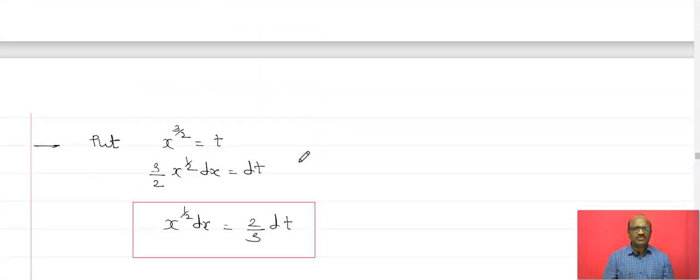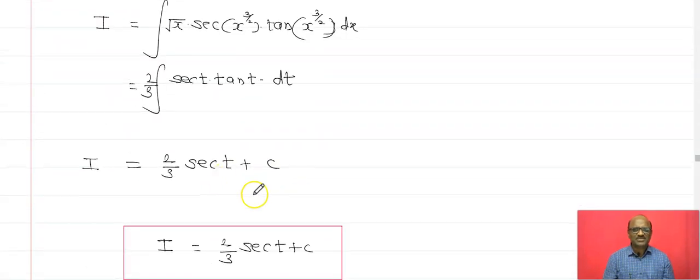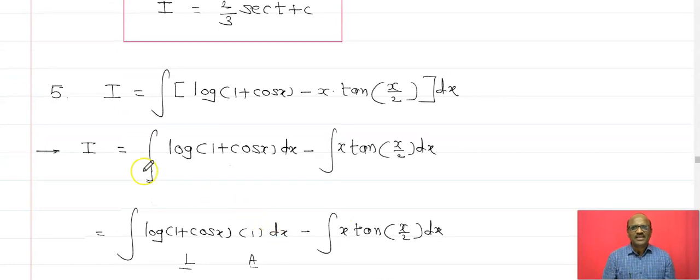Here we'll replace the value of t. But what is the value of t? t is x raised to 3 by 2. You can substitute that value. The next problem number 5, integral of log of in bracket 1 plus cos x minus x tan of x upon 2 into dx. Now see this here, integral, separate it. That is integral log of in bracket 1 plus cos x into dx minus integral x tan of x by 2 into dx.